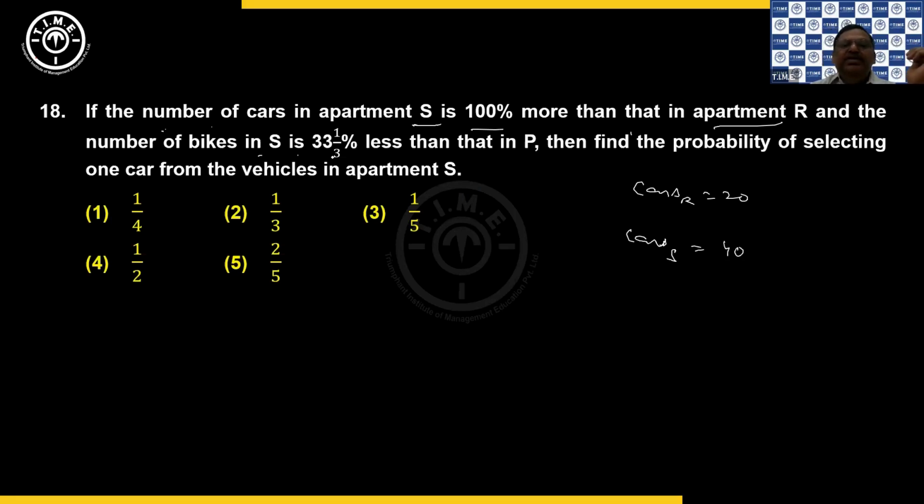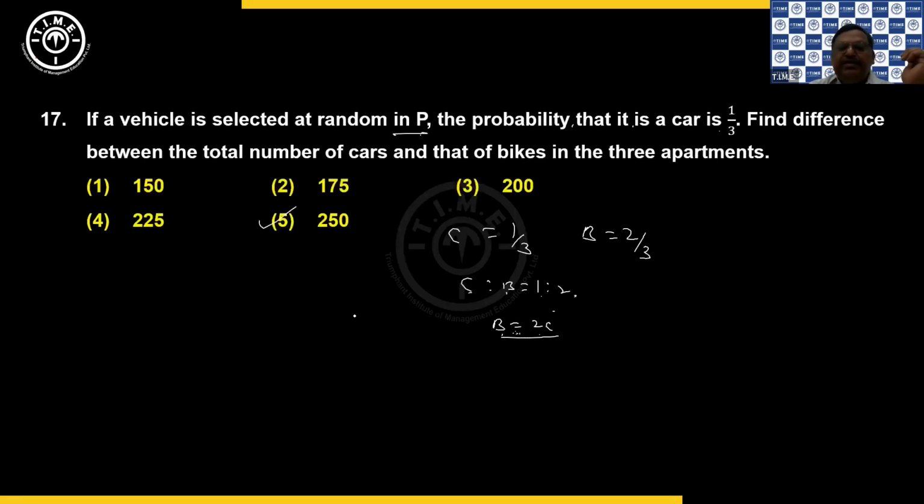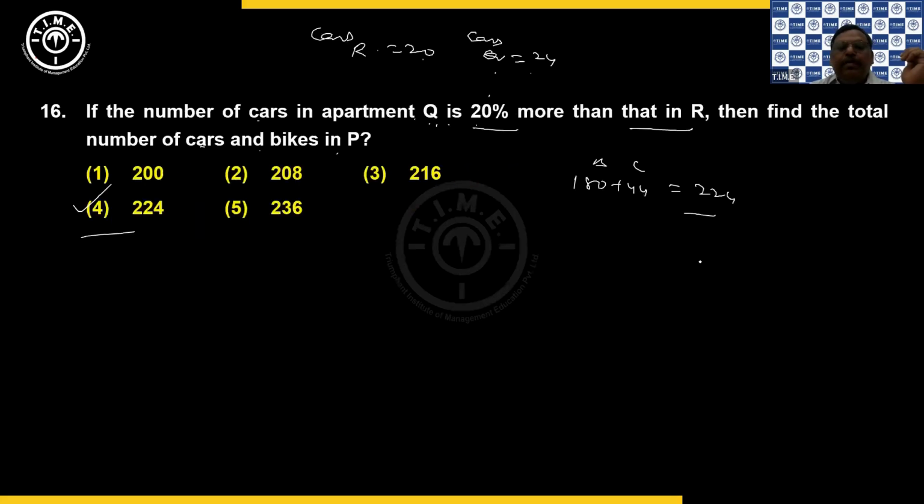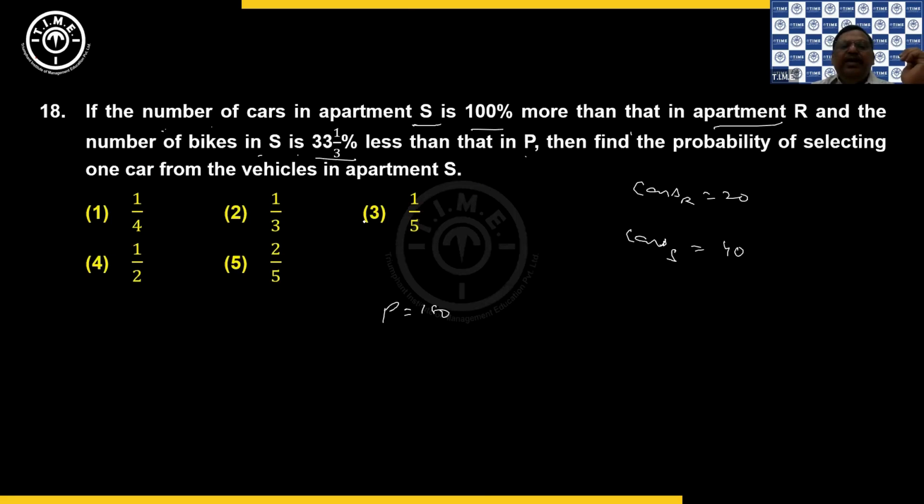And the bikes in S is 33 1/3% less than P. Just now we have seen in the previous question, bikes in P is 180. Yes or no? If you want, you can check. Bikes in P is 180. 1/3 less means remaining is 2/3, so in S it is going to be 2/3 of 180. It is 120. You may say 1/3 of 180 is 60 less, so 120. So bikes is 120.